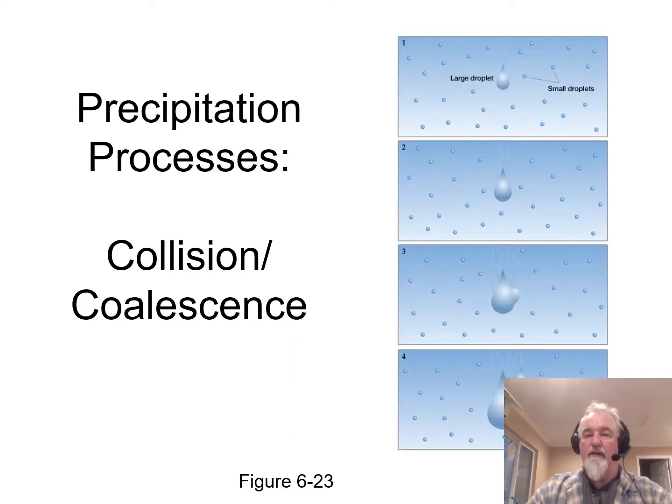So this is just showing you a little bit about the droplet process. So small droplets become larger, larger, larger, and then they will fall out as precipitation if they get big enough.